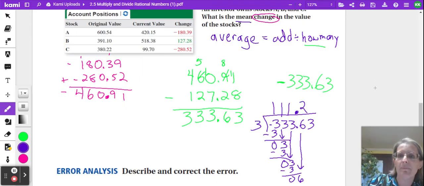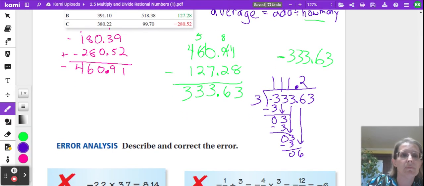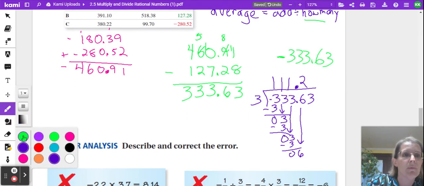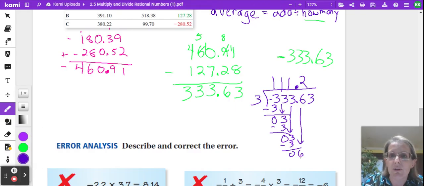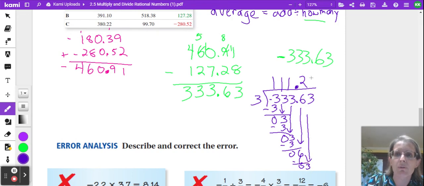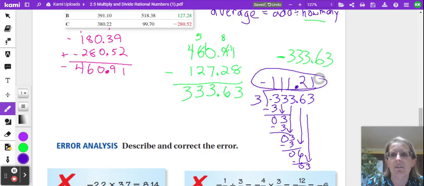I got to scroll down a little bit. 3 goes into 3 2. 2 times 3 is 6. So I subtract again and get 0. And I bring down my last 3. And 3 goes into 3 one whole time. And that was a negative. So their average change is a decrease of 111.21, so it's negative 111.21.